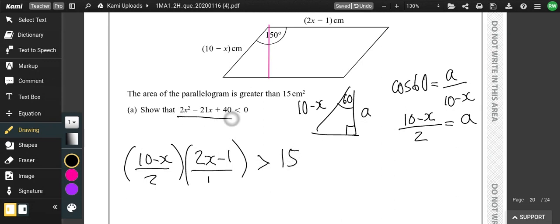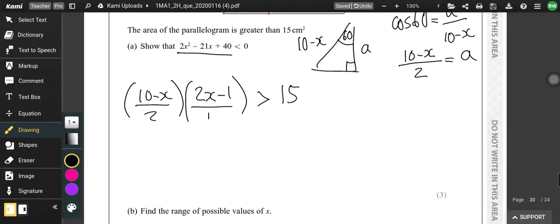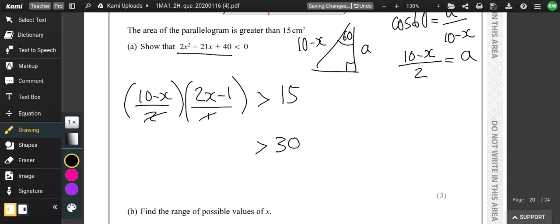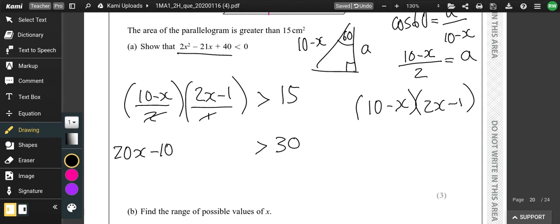So we need to try and rearrange this to get the thing that we're after. So let's times both sides by 2 to get 30. That clears this denominator. And we have a double brackets, 10 minus x and 2x minus 1. So we're going to get 20x minus 10 minus 2x squared plus x.